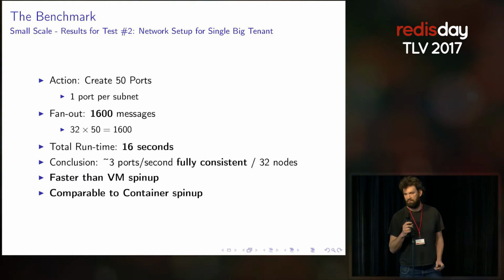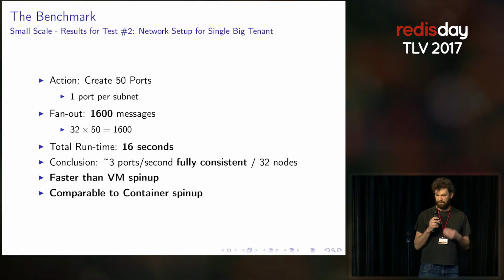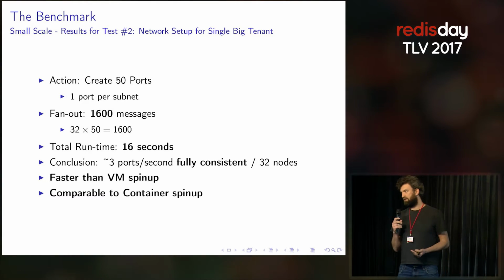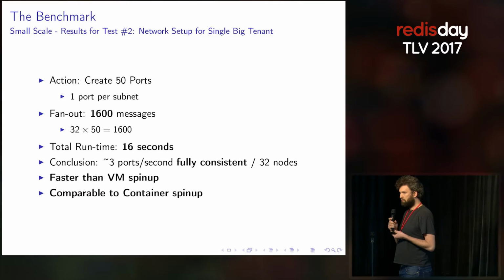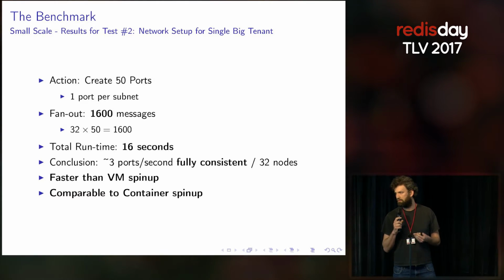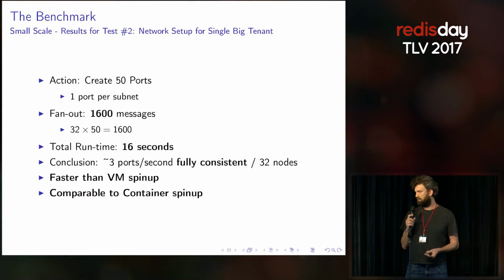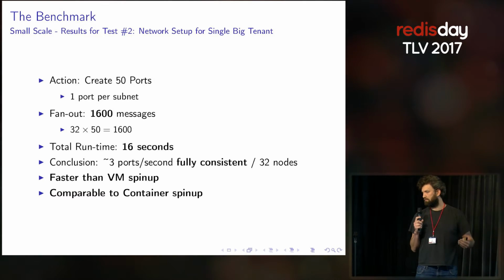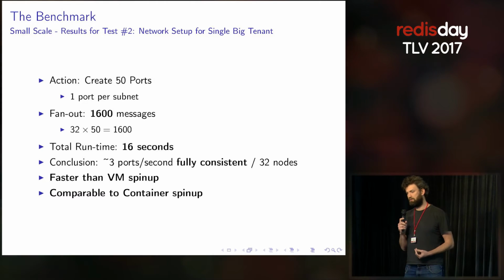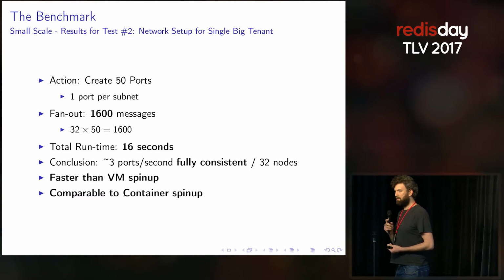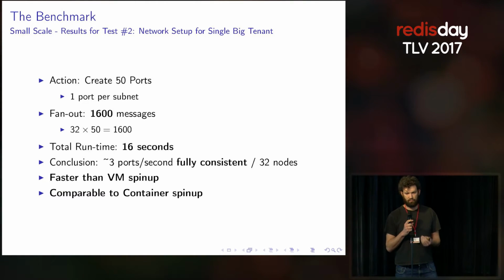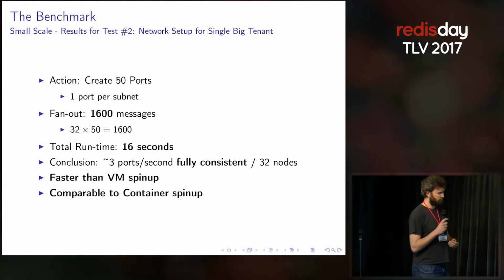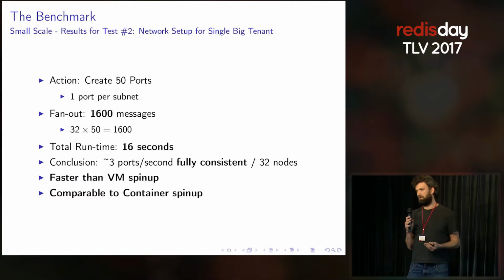Once we have done that, we went ahead and created 50 ports, one port per subnet. Once again, we have 1,600 messages, and this took us only 16 seconds. This allowed us to create 3 ports per second, where all the nodes received the information and constructed the policies. This also means that packets that have to travel from one host to another host can do so. Everything is set up, everything is ready to go.